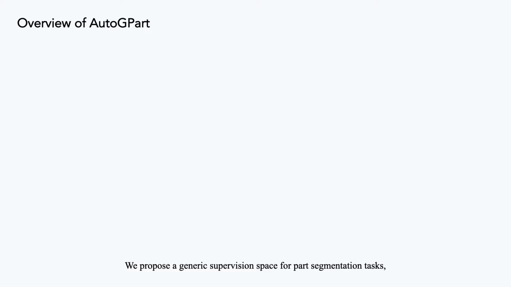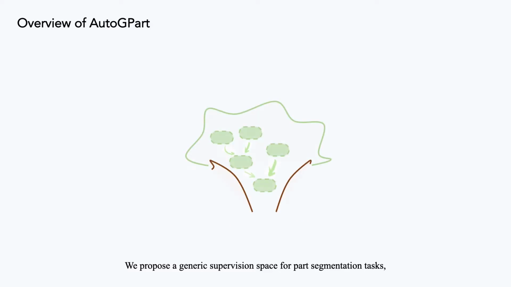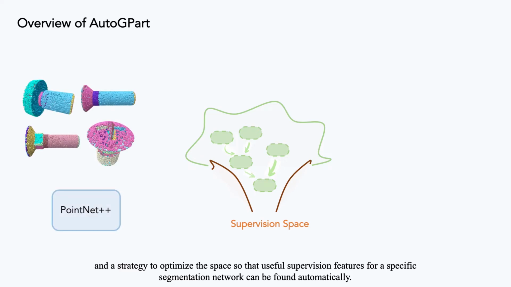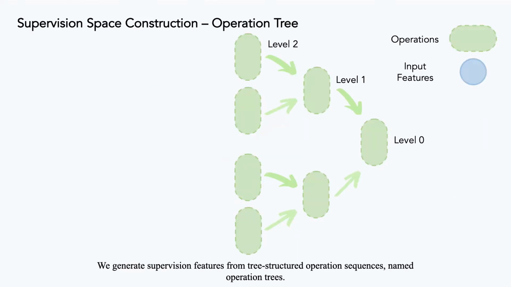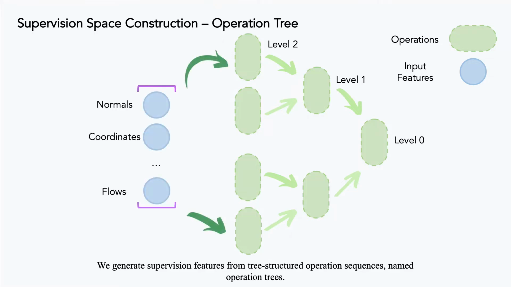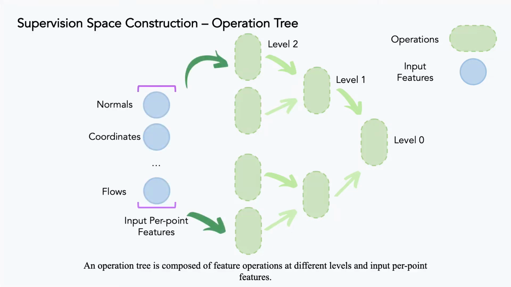We propose a generic supervision space for part segmentation tasks, and a strategy to optimize the space so that useful supervision features for a specific segmentation network can be found automatically. We generate supervision features from tree-structured operation sequences, named operation trees. An operation tree is composed of feature operations at different levels and input per point features.